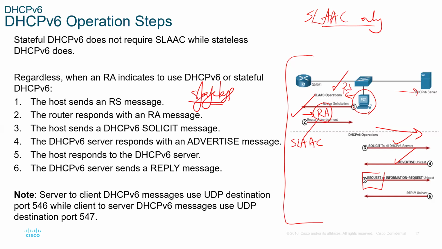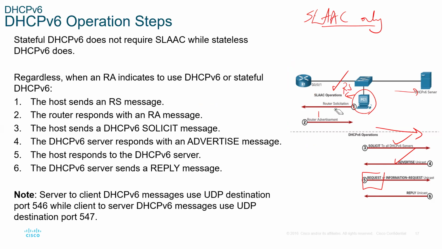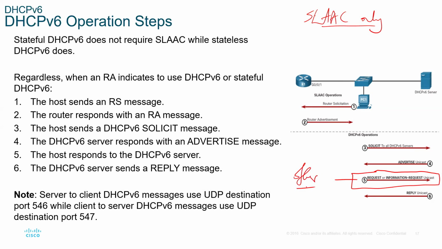So, in summary, the steps that are taken if we either want to use stateless DHCP or stateful DHCP are sort of similar. The only difference is in what information we are requesting here. If we are using stateless DHCP, that request is only for other information. It's not for the IPv6 address itself. It's for that extra information that is required.